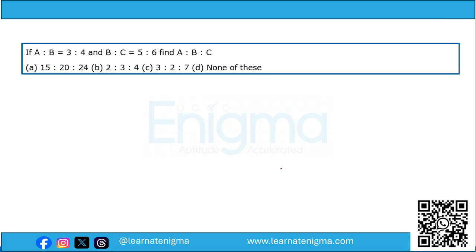If A is to B is equal to 3 is to 4 and B is to C is equal to 5 is to 6, find A is to B is to C. Now, in such questions, you can write down the three alphabets in a straight line: A, B, C.